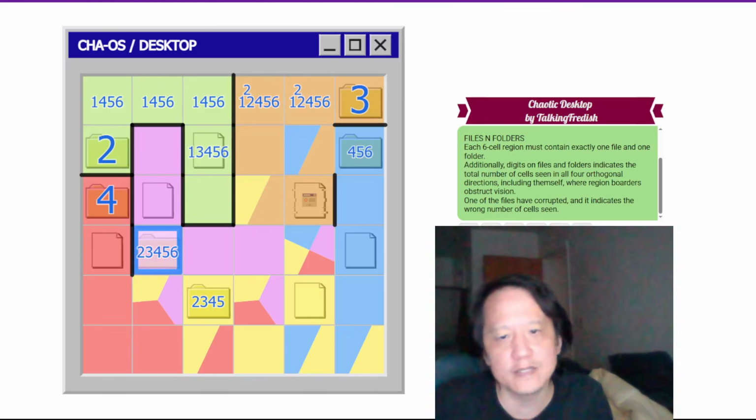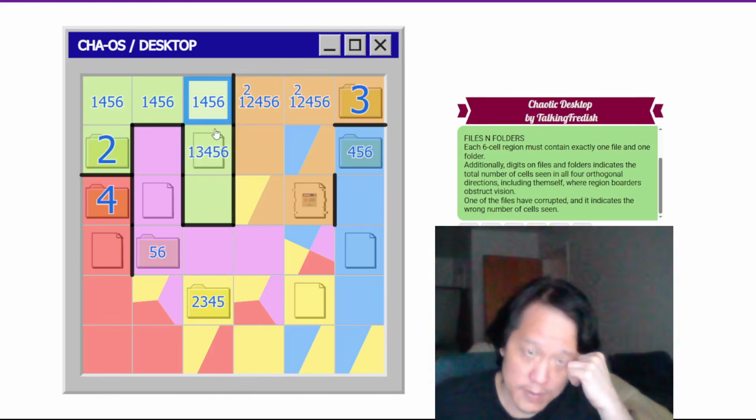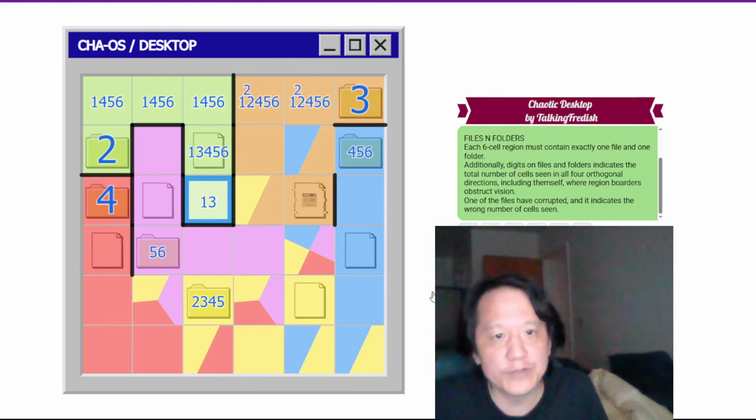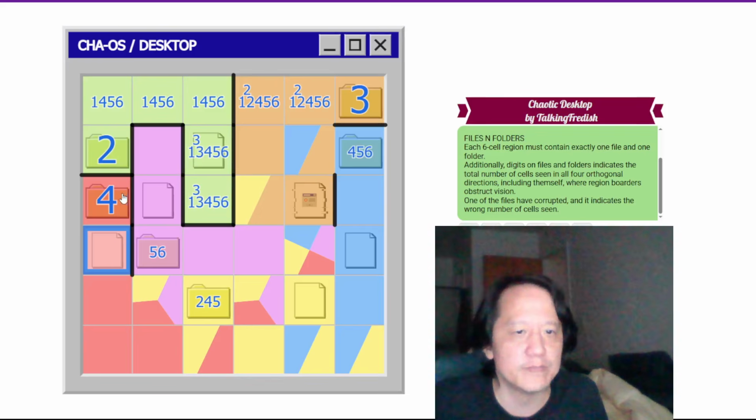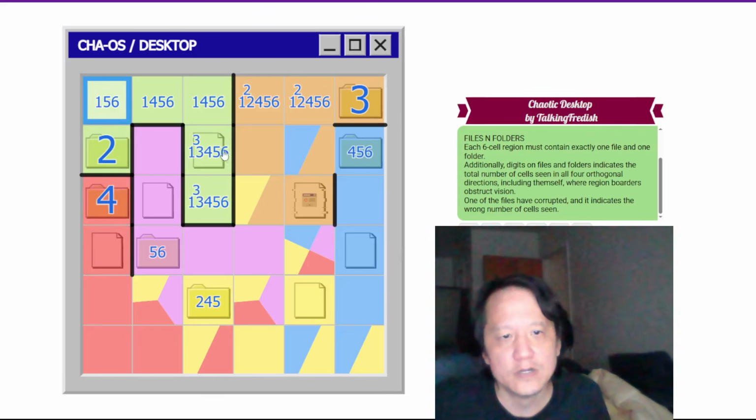This sees at least 5. This is 1, 3, 4, 5, 6. One of these is a 3. That eliminates 3 in the rest of the column. This must see a different number than the cells that it sees. So this must be a 3 then, in that case.